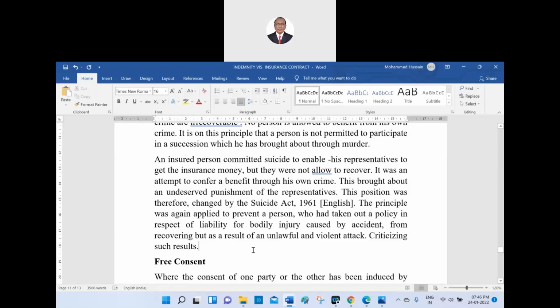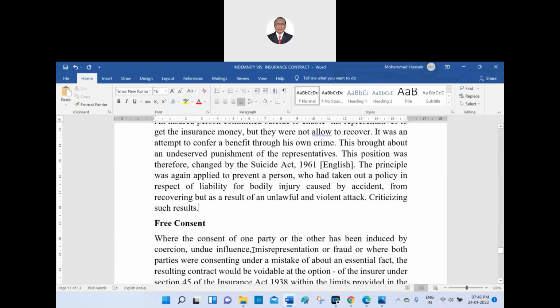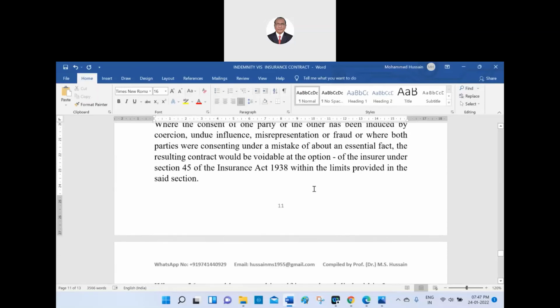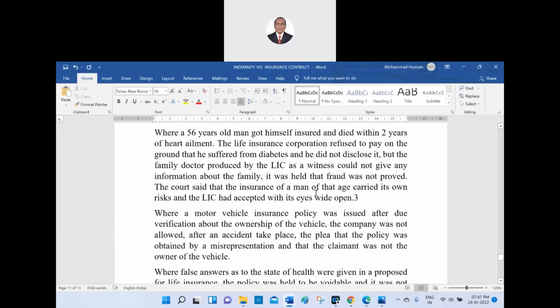Because when the father dies, the entire property generally goes to the legal heirs. Of course, for the sake of money, a brother will kill a brother, a sister will kill a brother, or a brother will kill a sister, because money plays many roles. Free consent is one of the conditions when the insurance contract is made. No compulsion. So, where a 56-year-old man got himself insured and died within 2 years.